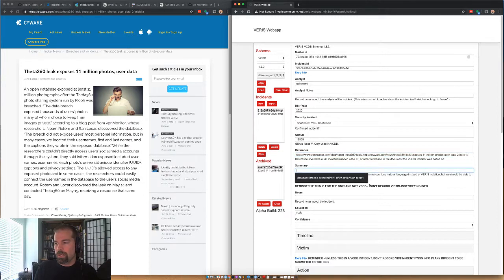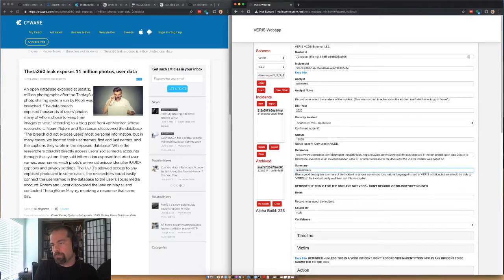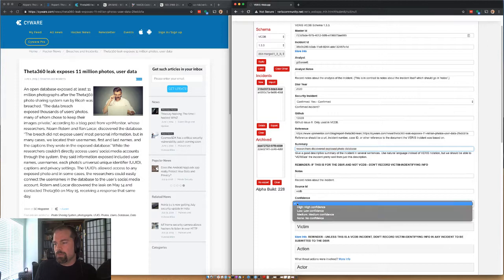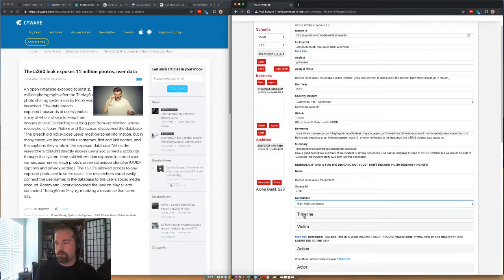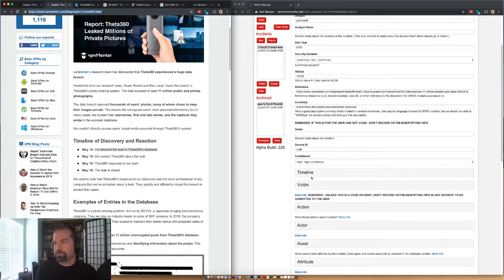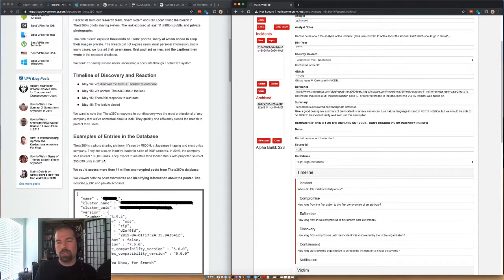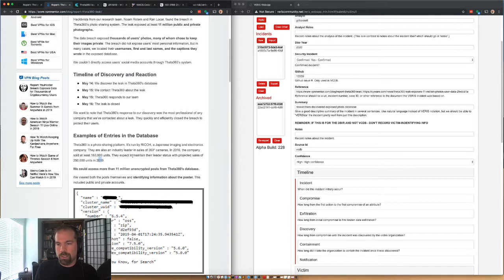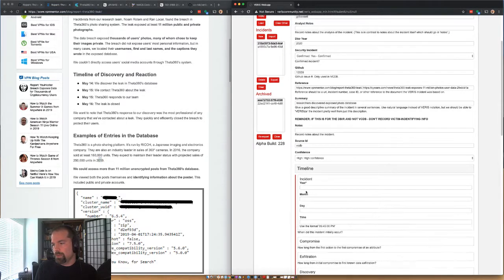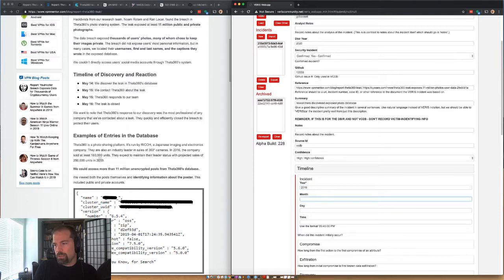So summary, we'll say researchers discovered exposed photo database. Confidence is relatively high since this is published. So now the timeline. This happened on May 14 of, you know what, it killed them to put years on here, so 2019. So the incident, 2019, May, and then the 14th.